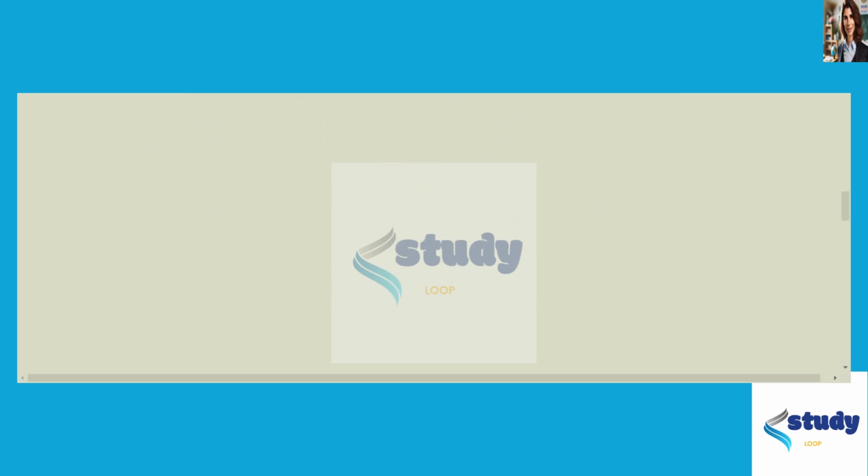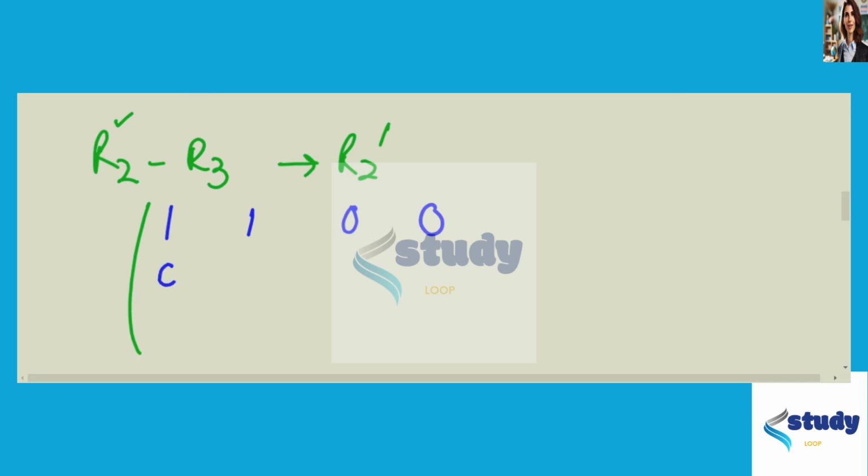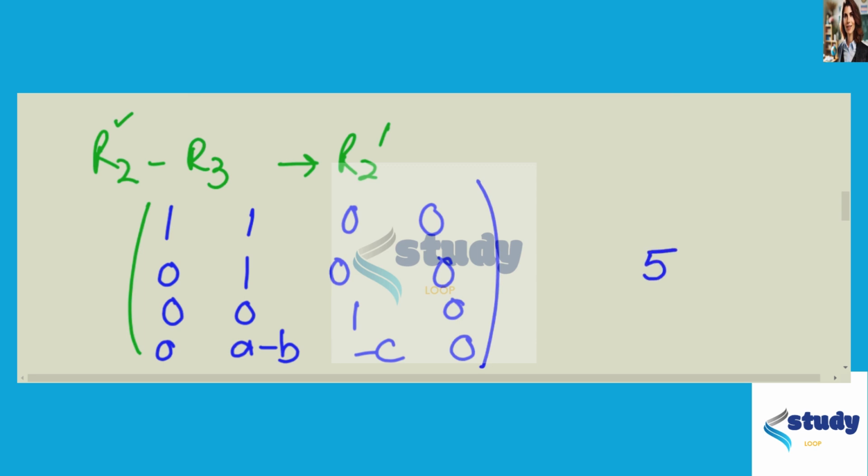Now, for step 5, we apply another row operation: subtract the new third row that we just obtained from the second row, and we get a new second row. So we have 1 1 0 0, then the new second row 0 1 0 0, third row 0 0 1 0, and the last row 0 negative a, negative b, negative c... 0. So this is the fifth step.